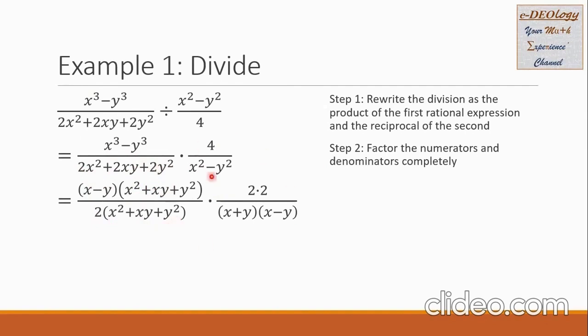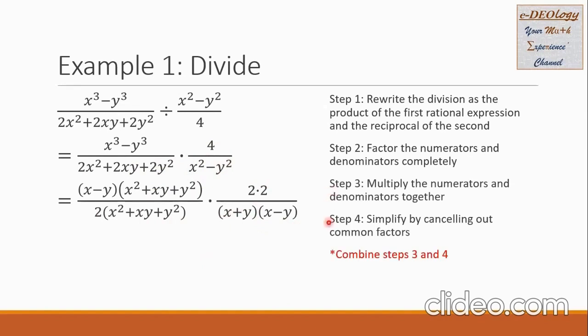For the second rational expression, the number 4, we can write it to be 2 times 2 over the denominator x squared minus y squared. This is difference of two perfect squares, and the factors are now x plus y and x minus y.